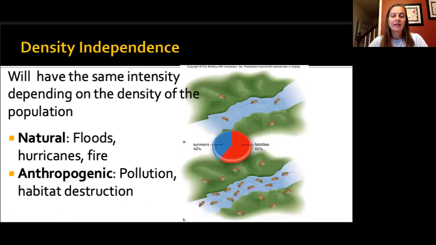When we have density independent factors, we're talking about those where the number of individuals is irrelevant to how much it affects the population. So some natural causes of this are things like floods, hurricanes, fire. When we talk about human caused or anthropogenic, pollution and habitat destruction. So it doesn't matter whether there's a lot of mice or a few mice. If we destroy the habitat, it's still going to have the same impact on the population.